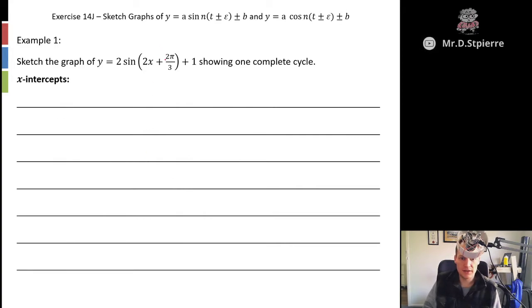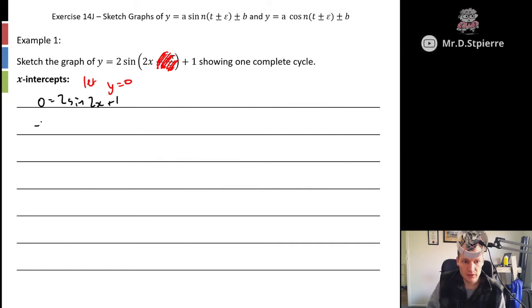Now we need to find the x-intercept. So we're not dealing with that. So the x-intercept, we need to let y equal to 0. Just like always, back from linear relations, we know that. Find the x-intercepts, you just let y equal to 0. So we get 0 is equal to 2 sine 2x plus 1. We get negative 1 equals 2 sine 2x. And we get negative half is equal to sine 2x.